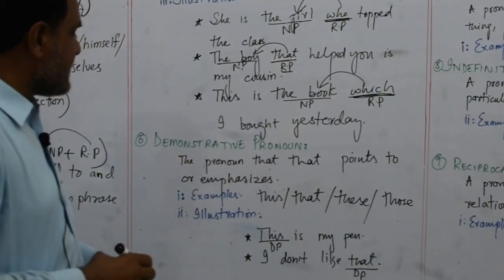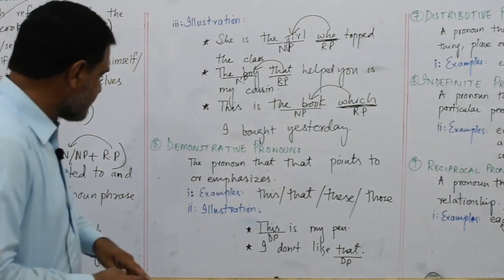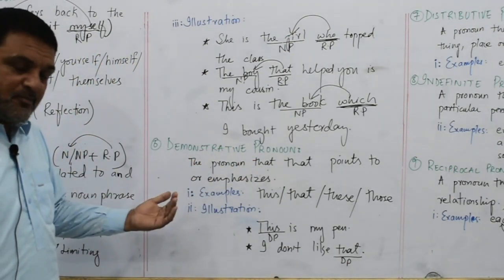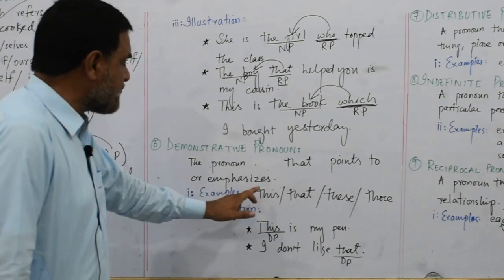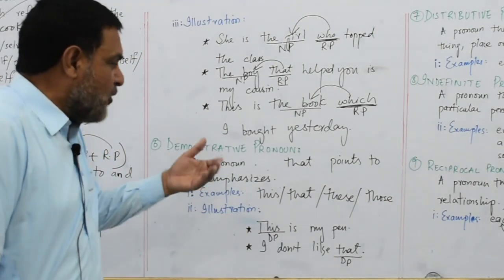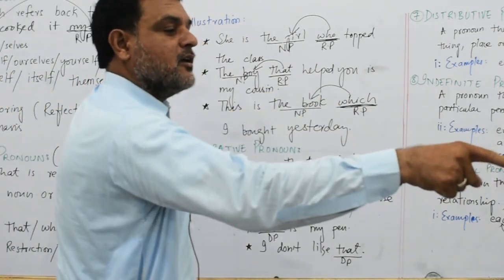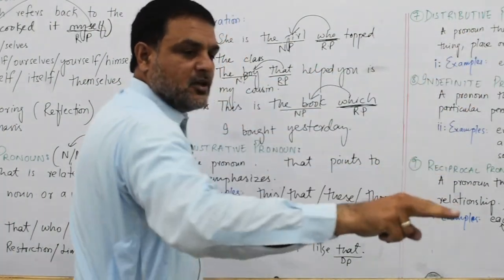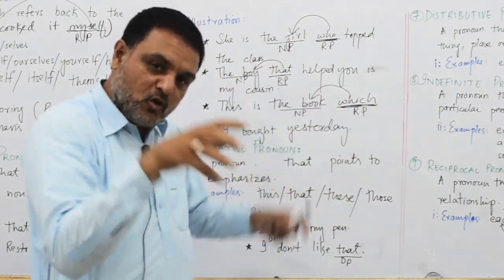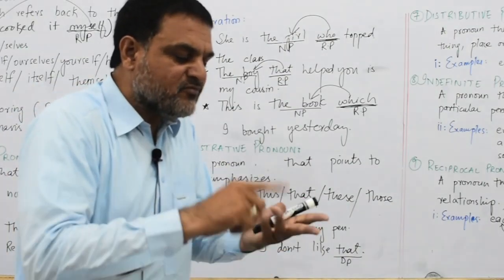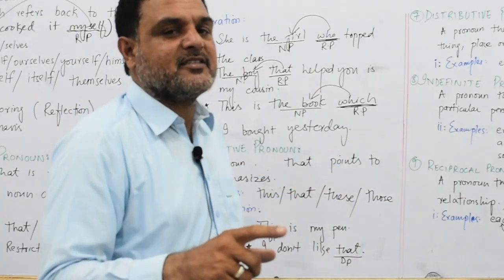Next one, the sixth one, is the demonstrative pronoun. I'm deliberately hurrying through my lecture because it's been long. What is a demonstrative pronoun? The pronoun that points to or emphasizes is called a demonstrative pronoun. That points to: this book, that book, these chairs, those people. So you are pointing out, or you are emphasizing these. So this, that, these, those, all of them are used for pointing to in these examples. So all of them will be called demonstrative pronouns.